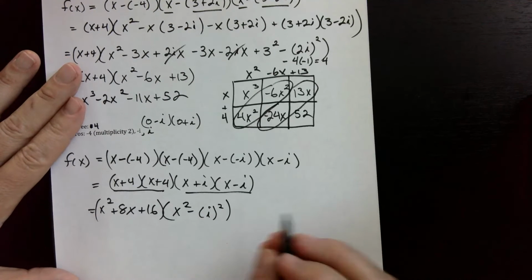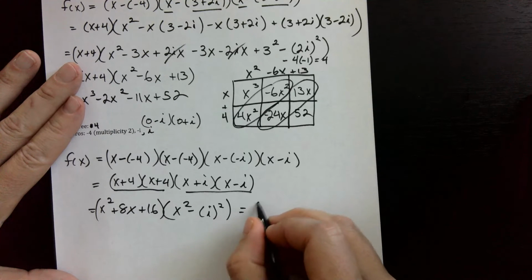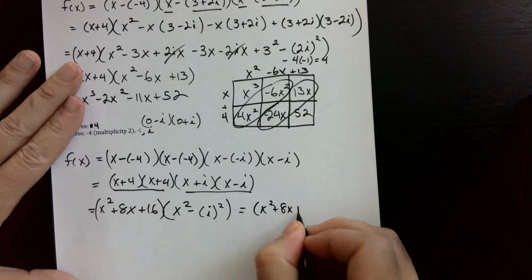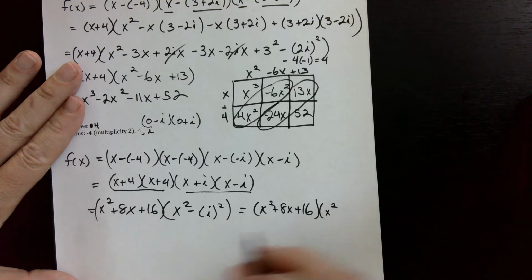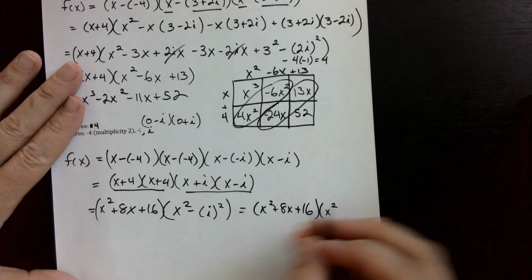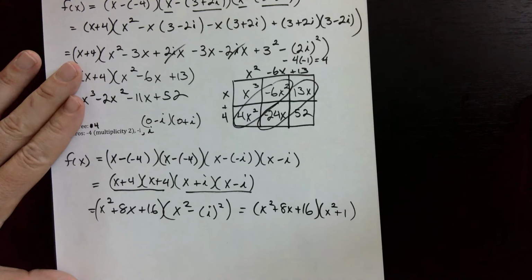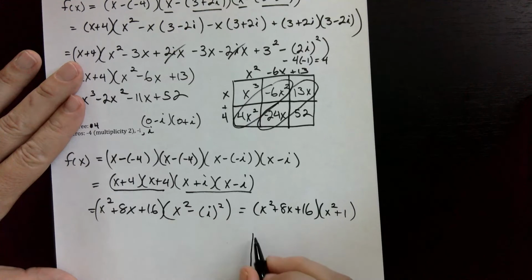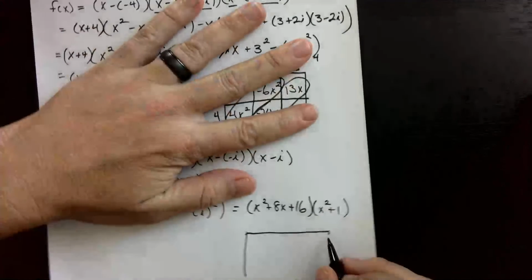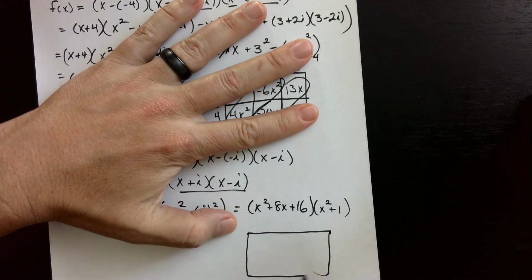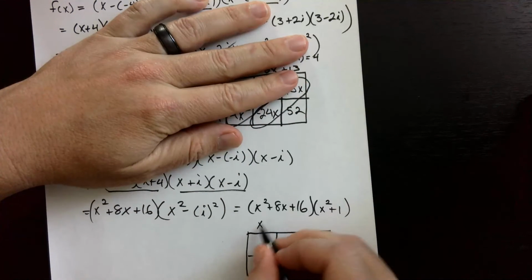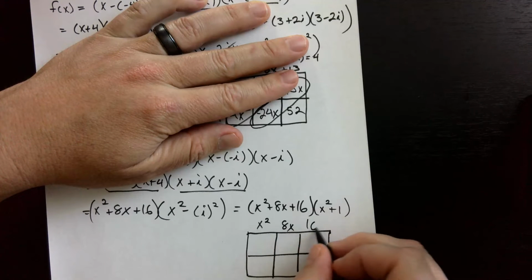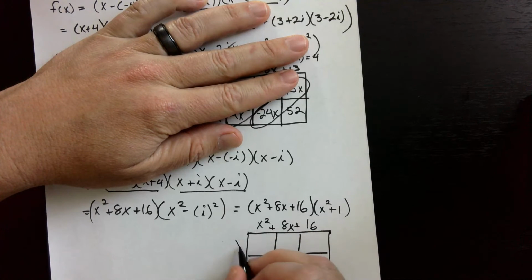So that gives us x squared plus 8x plus 16. And then we have x squared. Remember, i squared is negative 1, so negative and negative make positive, so plus 1. All right, and now I can use the box. We'll use it over here. So this gives me x squared, 8x, 16. You can put the pluses there if you want. And then x squared plus 1.